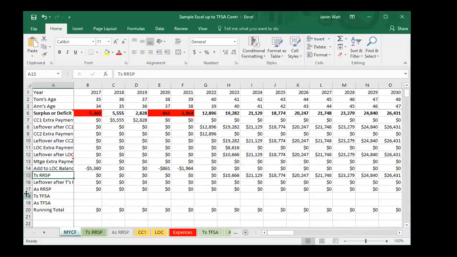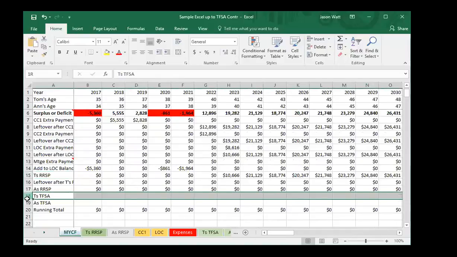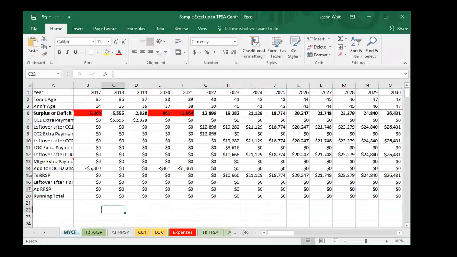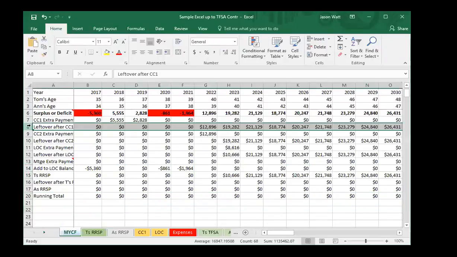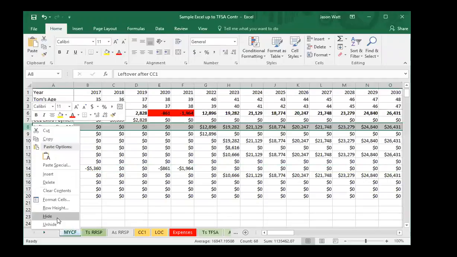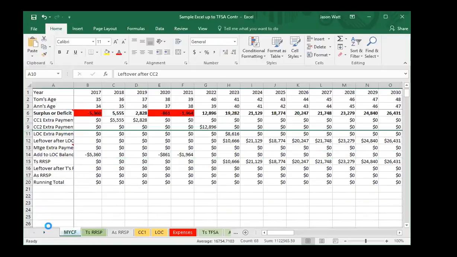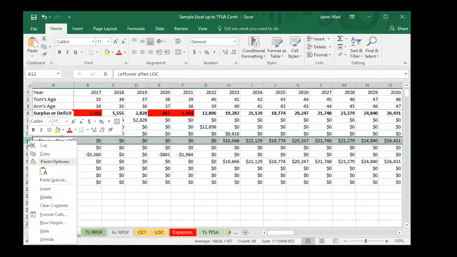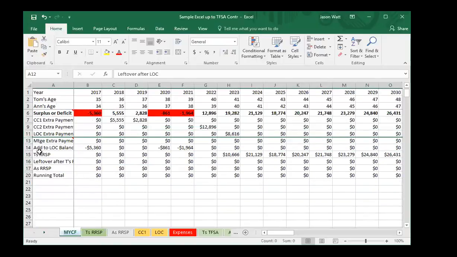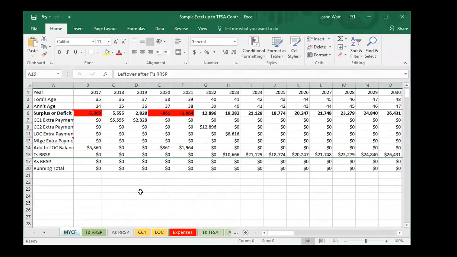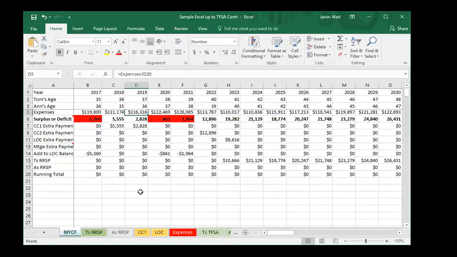Now, I'm just going to hide these things away right now. I'm going to hide away Tom's TFSA and Anne's TFSA. I'm going to hide away these leftover amounts, all these leftover amounts, just for the sake of aesthetics, really. And now we're in pretty good shape, actually.